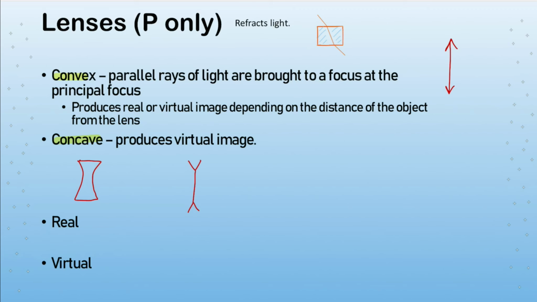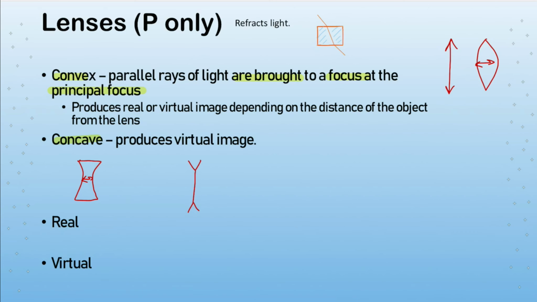A convex lens would look like the more traditional lens, like the lens we have in our eye, where it's thicker in the middle than it is at the top or the bottom, and concave is thinner in the middle than it is at the top or the bottom. But both of these lenses will cause light to behave in a different way. So convex lenses will cause parallel rays of light to be brought together to focus at the principal focus, which we'll get to in a second.